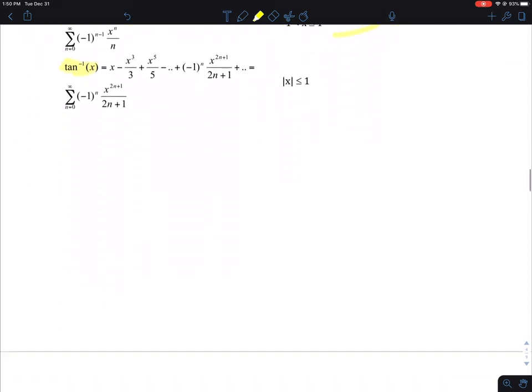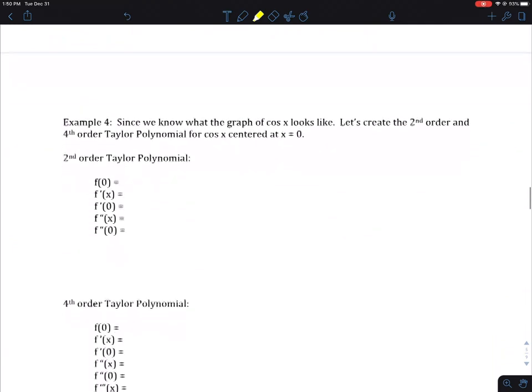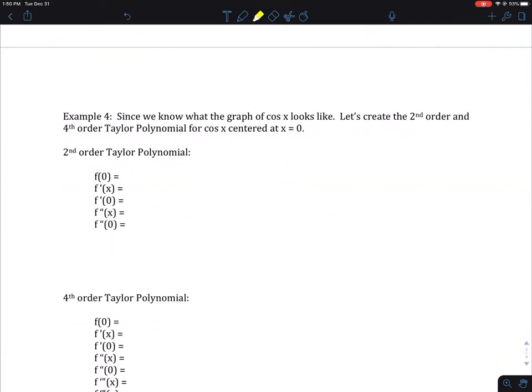Completely up to you. So if I were to ask you how to create a second order Taylor polynomial centered at x equals 0 for cosine of x, I need values. I need f of 0, f prime of 0, and f double prime of 0.